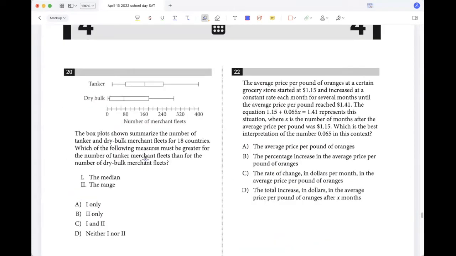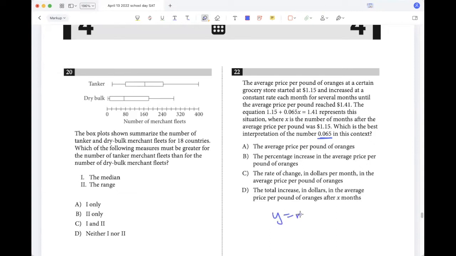The average price per pound of oranges at a certain grocery store started at $1.15 and increased at a constant rate each month for several months until the average price per pound reached 1.41. This is the equation that represents this situation where x is the number of months after the average price per pound was this. What is the best interpretation of the number 0.065 in this context?